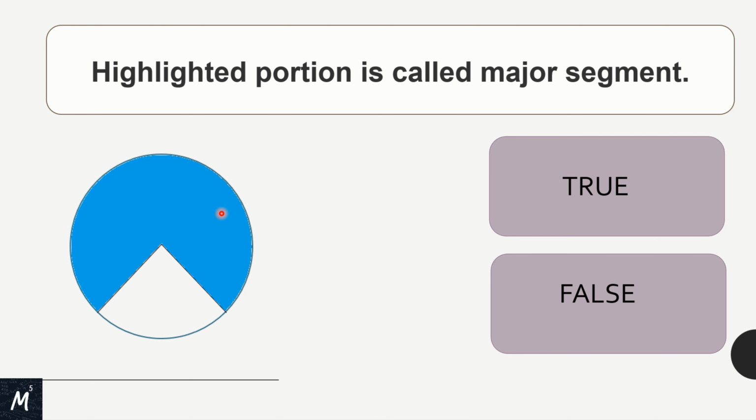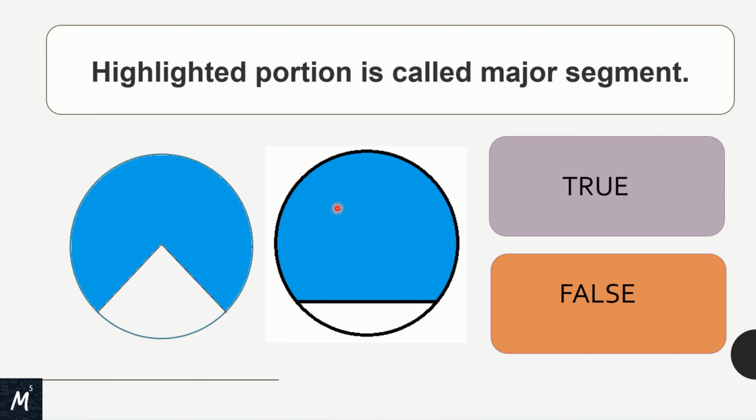Next, the highlighted portion is called a major segment. This blue highlighted one, is it a major segment? No, it is not. So it is false, because a segment is formed by a chord of a circle, or we could say a chord divides the circle into two segments, a major segment and a minor segment. So the upper highlighted one is a major segment, and the one shown in the question was a major sector, and a sector is formed between two radii and an arc.